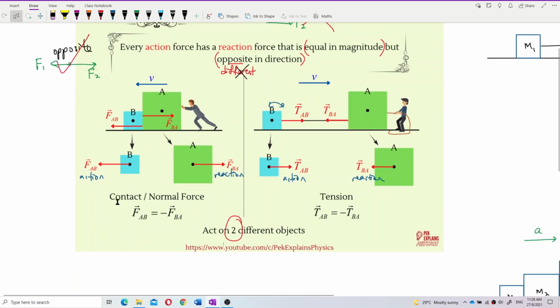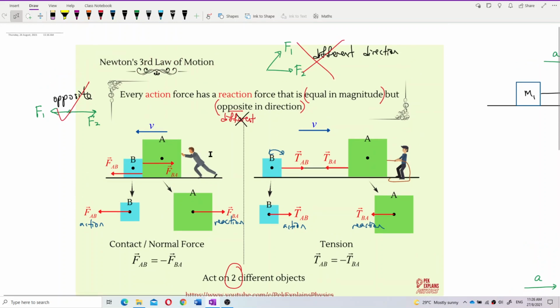Let us look one by one. First of all, we look at the contact force or the normal force. You see, this person is pushing on block A. He doesn't push on block B. We must think like this: the human pushes block A, and then block A pushes block B. So this person never pushes block B. It is block A that pushes block B, not the person pushing block B.